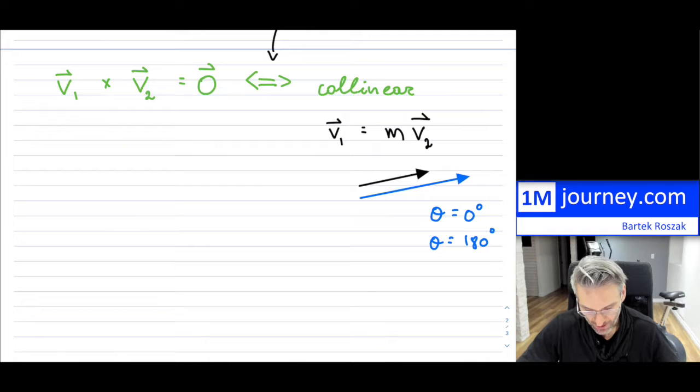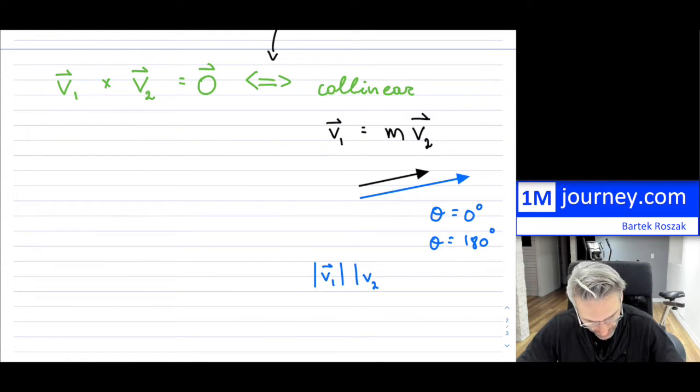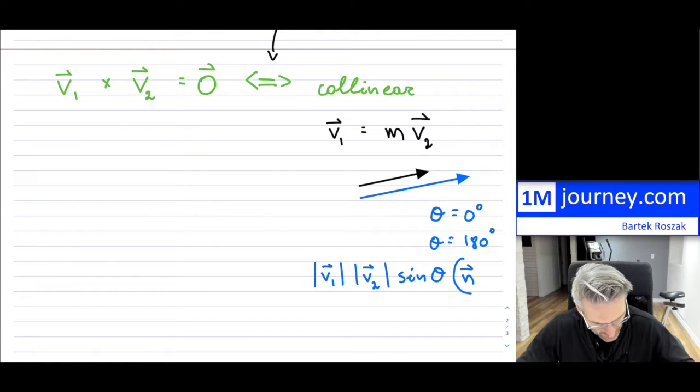So if you recall, the cross product you can also find as the magnitude of your first vector multiplied by the magnitude of the second vector, and then multiplied by the sine of the angle between them, and sometimes some normal vector. Now, in our case, we don't need to find this normal vector. It doesn't matter what it would be, because if we know that they're collinear, we know that the angle is 0 or 180, and therefore the sine of 0 or 180 is just going to be 0.